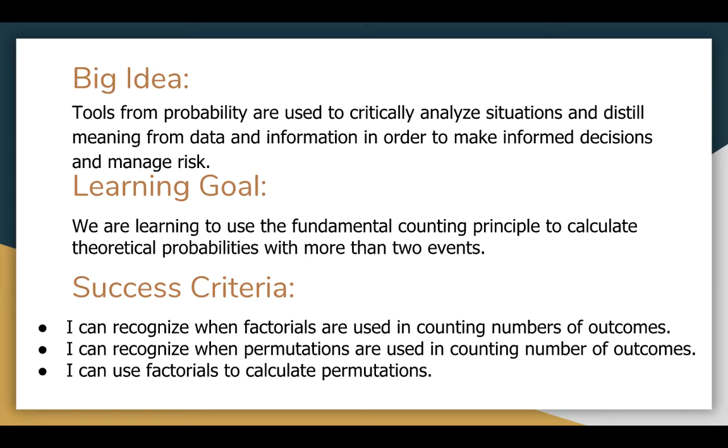A learning goal today is using the fundamental counting principle to calculate theoretical probabilities with more than two events. And then you can recognize when factorials are used in counting number of outcomes, recognize when permutations are used, and then use factorials to calculate permutations. So those are all the things we're going to learn today.